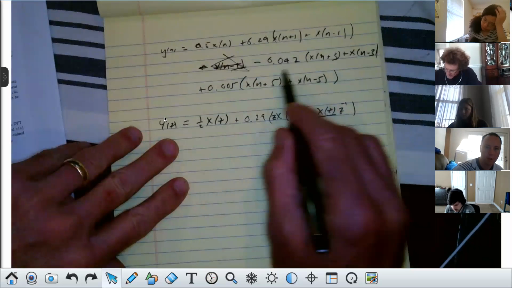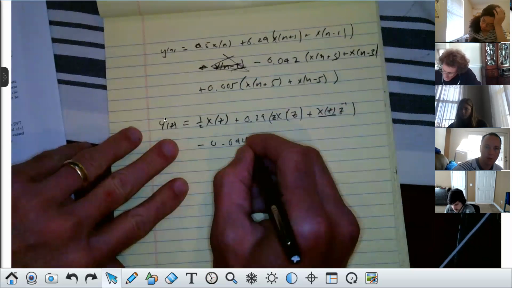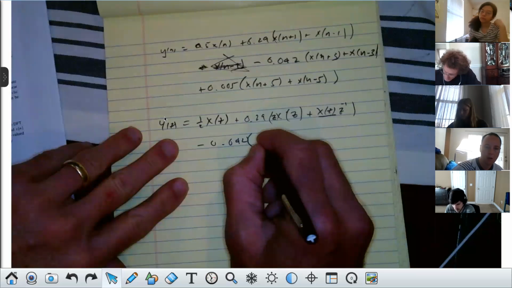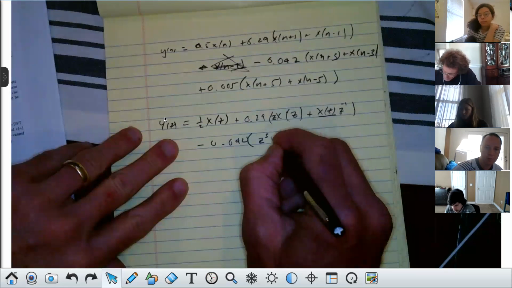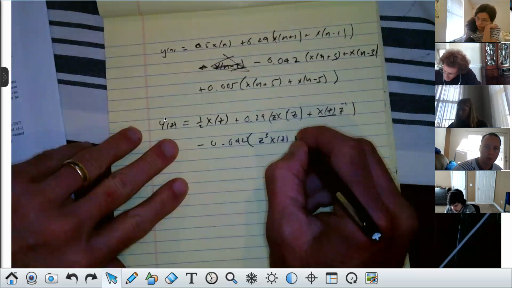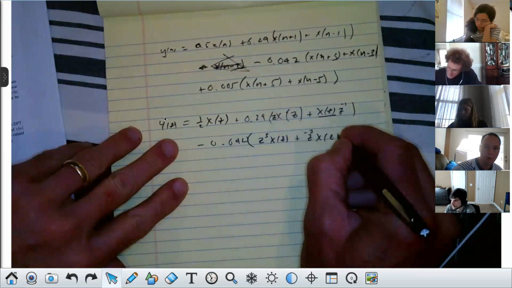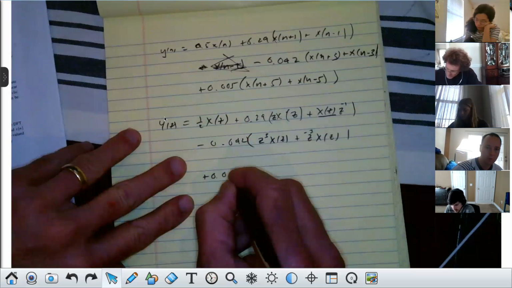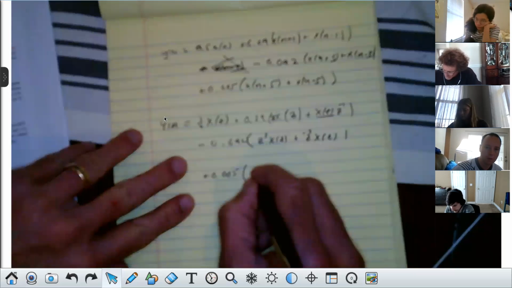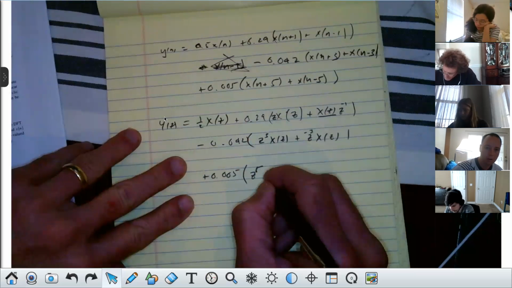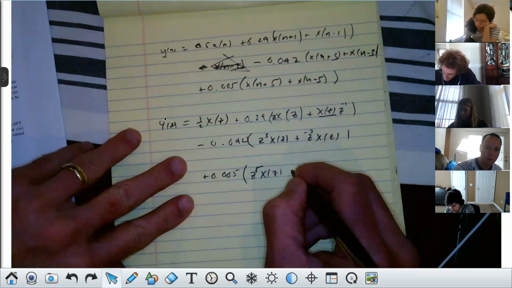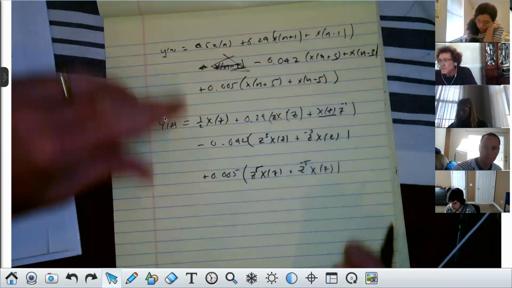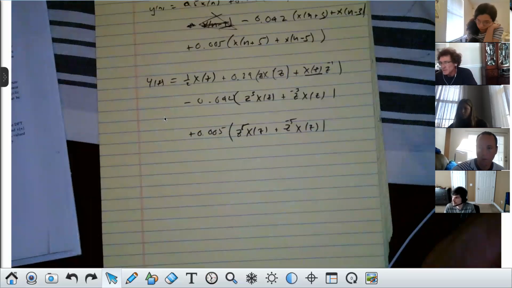All right, then the next one here, cross that off right there. This one is just going to be minus 0.042, and then it's going to be times z cubed times X of z plus z to the minus 3 X of z. And finally, you're going to have this one, which is plus 0.005. I think you're going to see this in a second. That's going to be z to the 5, right? X of z plus z to the minus 5 X of z here. You all see what I've done here? I've just taken the z transform and I've assumed no initial conditions, correct?